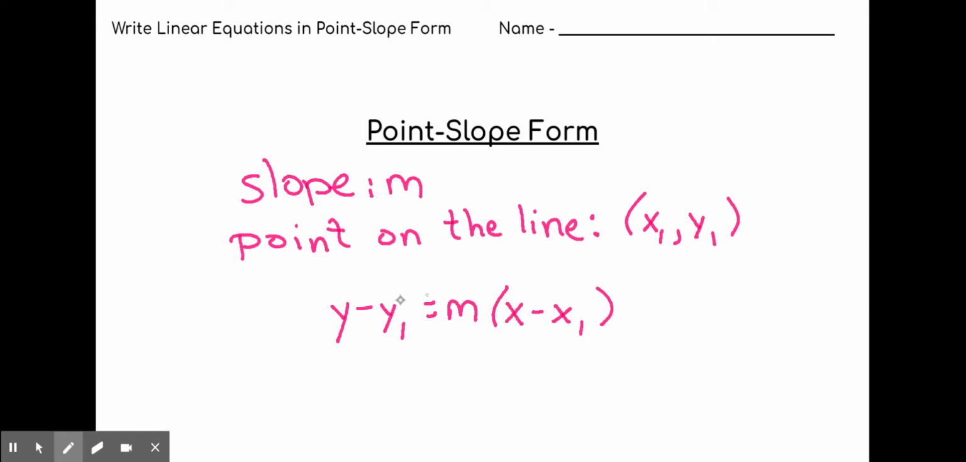So x and y, if I put x and y together, that represents any point on that line. But x sub 1, y sub 1 represents a very specific point on that line.